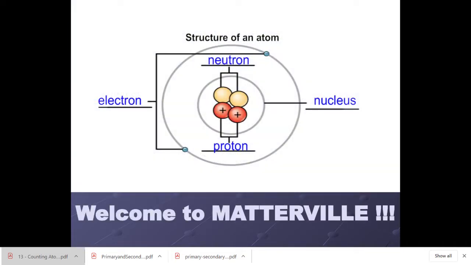So that is what the structure of an atom would look like. The protons and neutrons are in that nucleus in the center of the atom. Our electrons exist outside in that electron cloud.